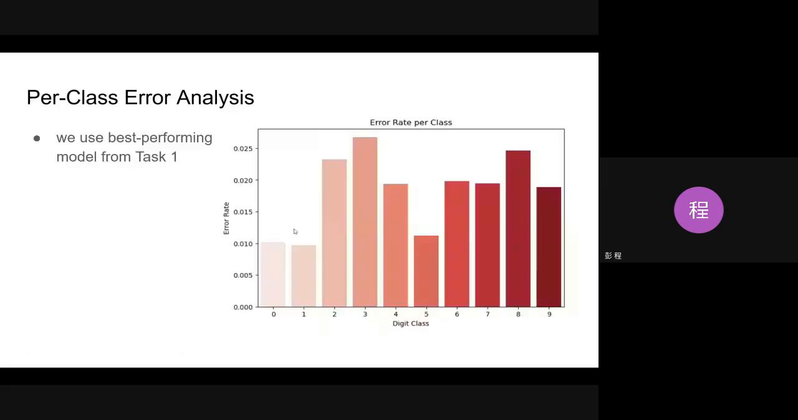Okay, then here's part of task 3. Next page. We try to analyze the error rates for each class. We use the best performing model from task 1, which has no augmentation, and we can see from this bar chart that digit 3 has the highest error rate.